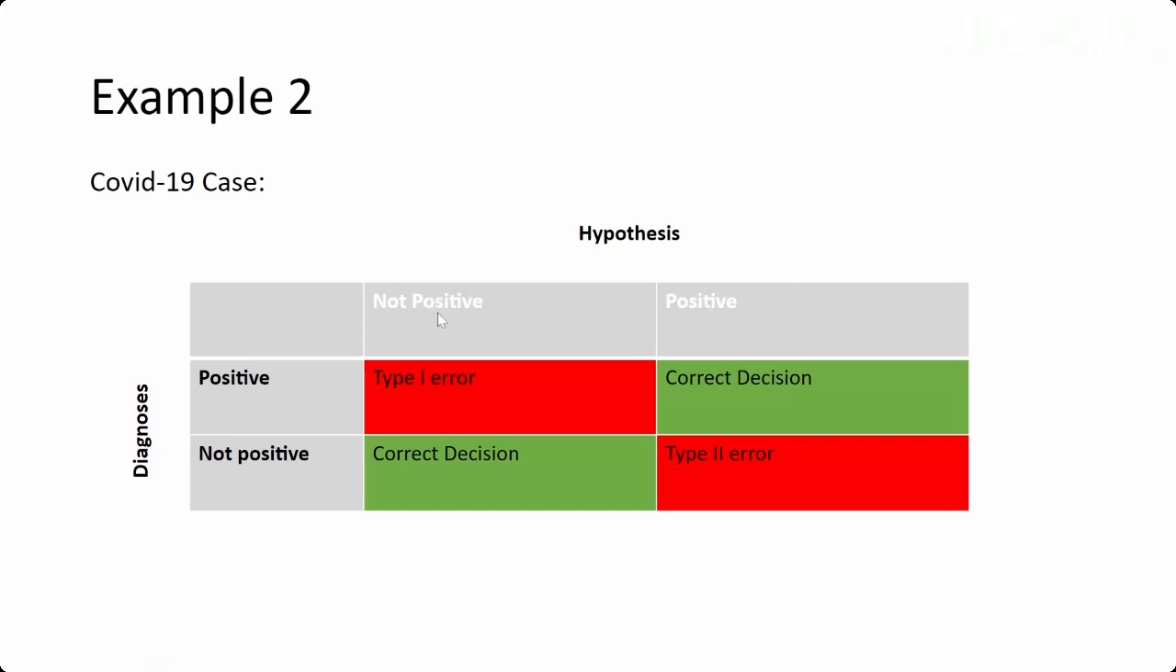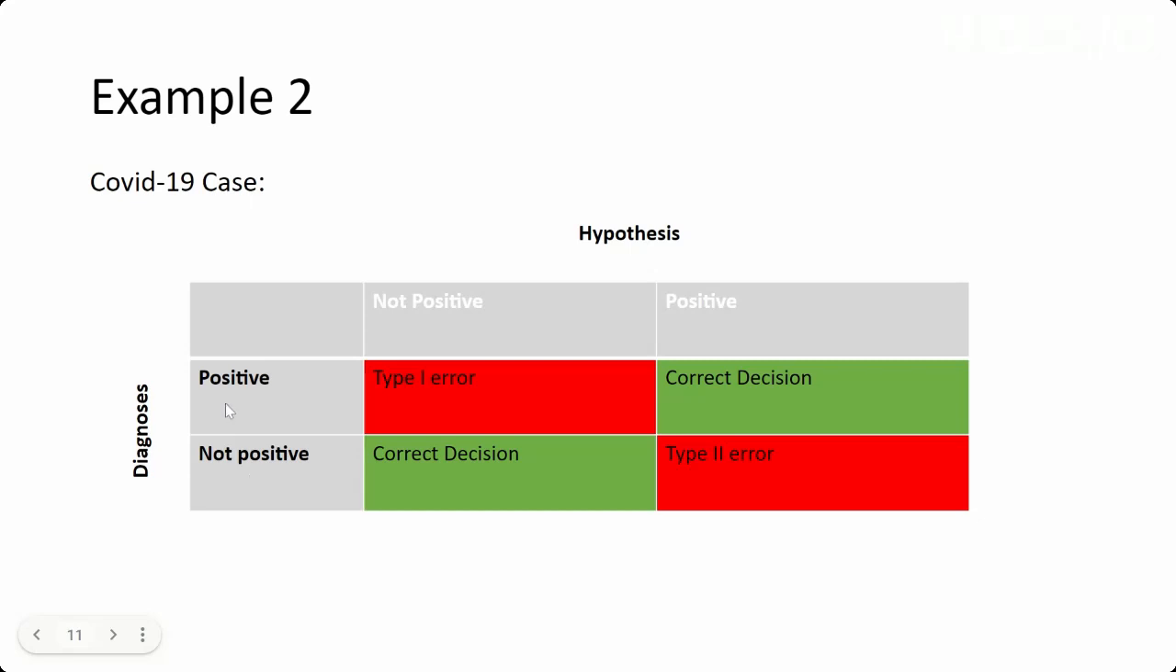In reality, a person doesn't have COVID, is not positive. That's the first column. Sorry, the second column. And the third column, in reality, the person is actually positive. And then we have also the judgment, the diagnosis, the conclusion by the medical doctors is that the person is positive or the person is negative.